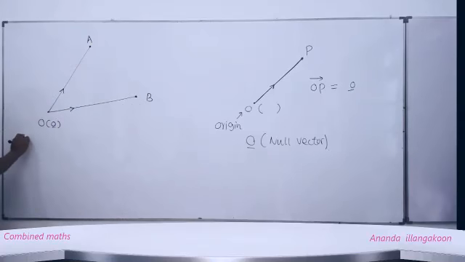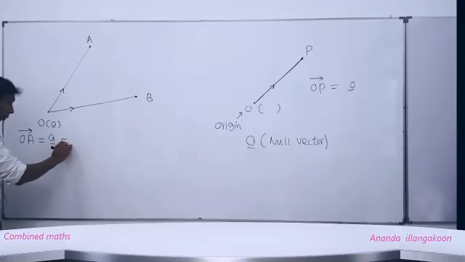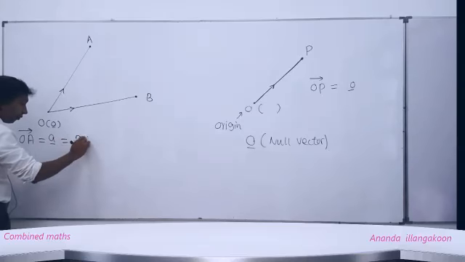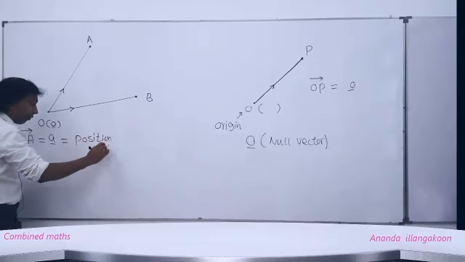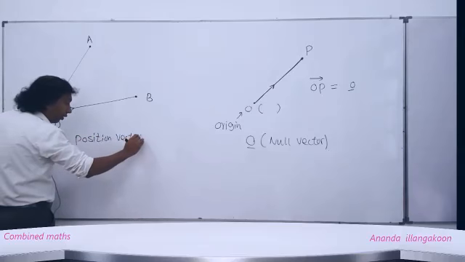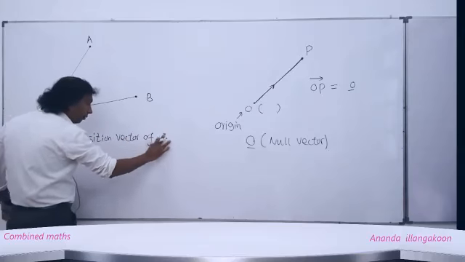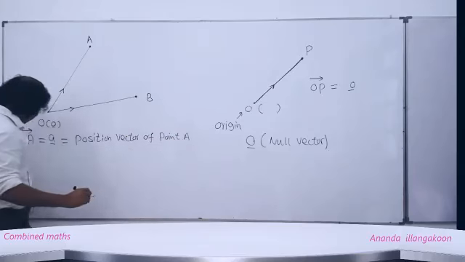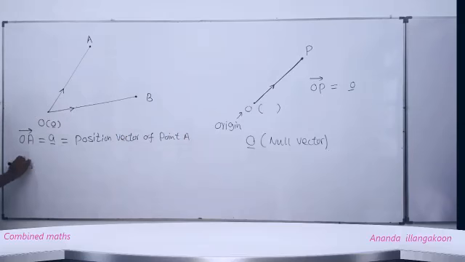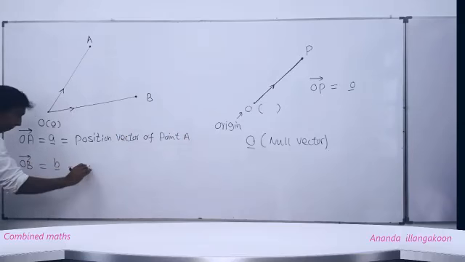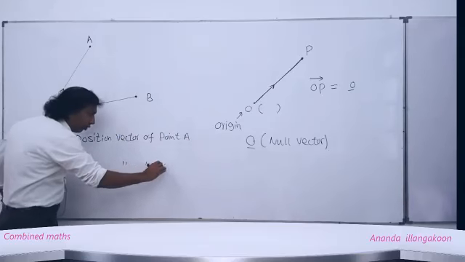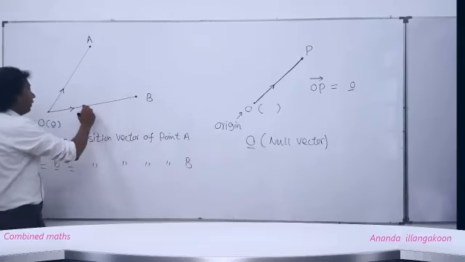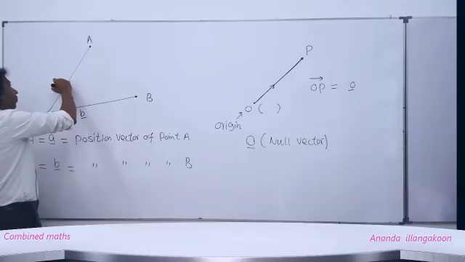Then, according to our usual practice, we write vector OA as simple A. What is this? The position vector of point capital A. Or vector B, I'm going to take as simple vector B, the position vector of point capital B, right? So I take this as simple vector B, and this is simple vector A.